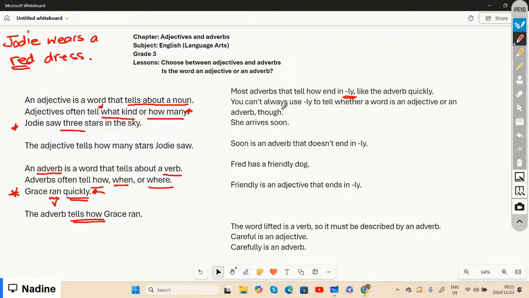Remember, a verb is a doing word, meaning an adverb tells you how something is being done, or when something is being done, or where something is being done, meaning the action. And when we have an adverb that tells us how something is being done, then our adverb ends with an ly.